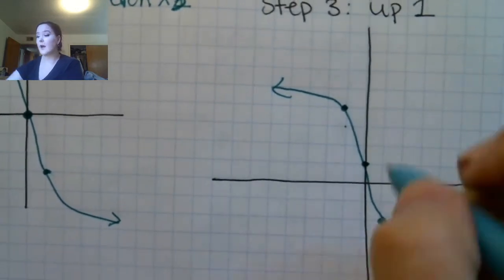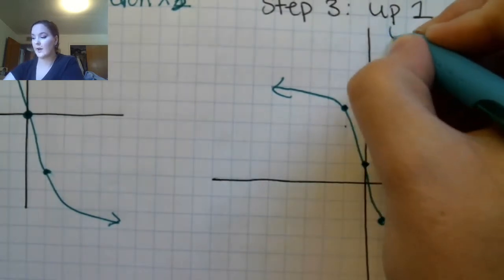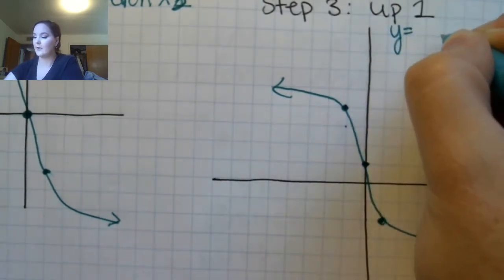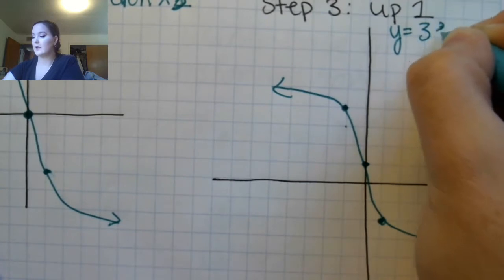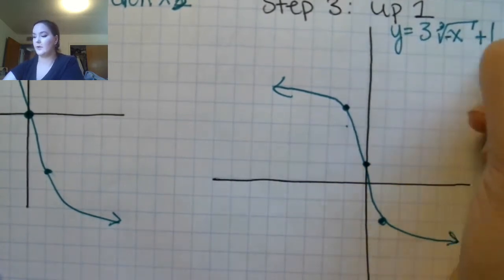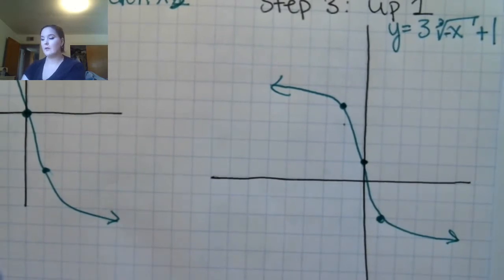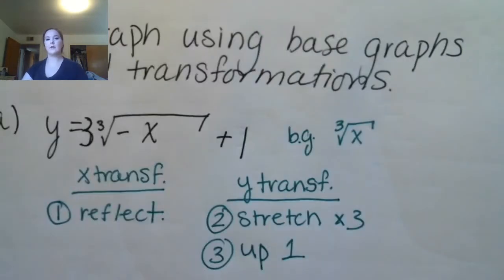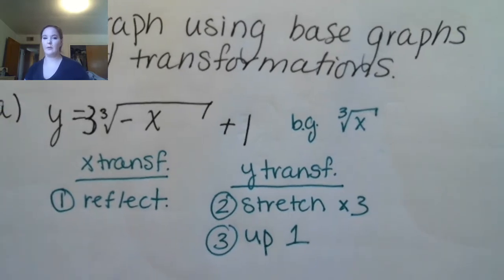So this is the graph. The final graph is the graph of the function that they're asking you about: 3 times the cube root of negative x, plus 1.